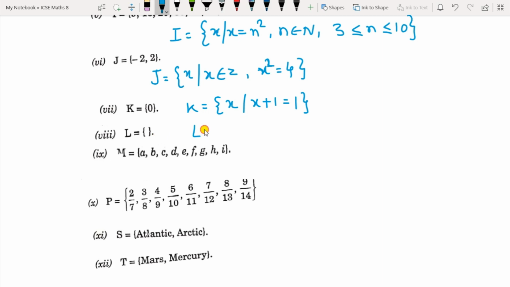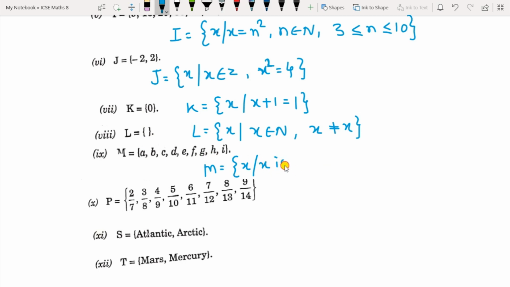Then L is the empty set. So empty set means L equal to x such that x belongs to natural numbers where x is not equal to x. Or you can also write as x belongs to natural number and number between 2 and 3. There is no number between 2 and 3. So it becomes the empty set. So that also you can write. Then M. M is A, B, C, D, E, F, G, H, I. So these are x such that x is an English alphabet.